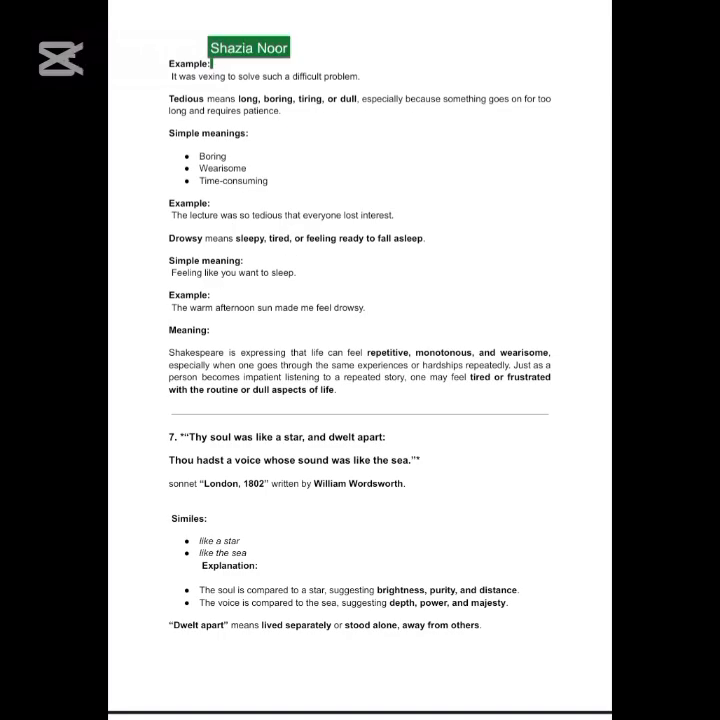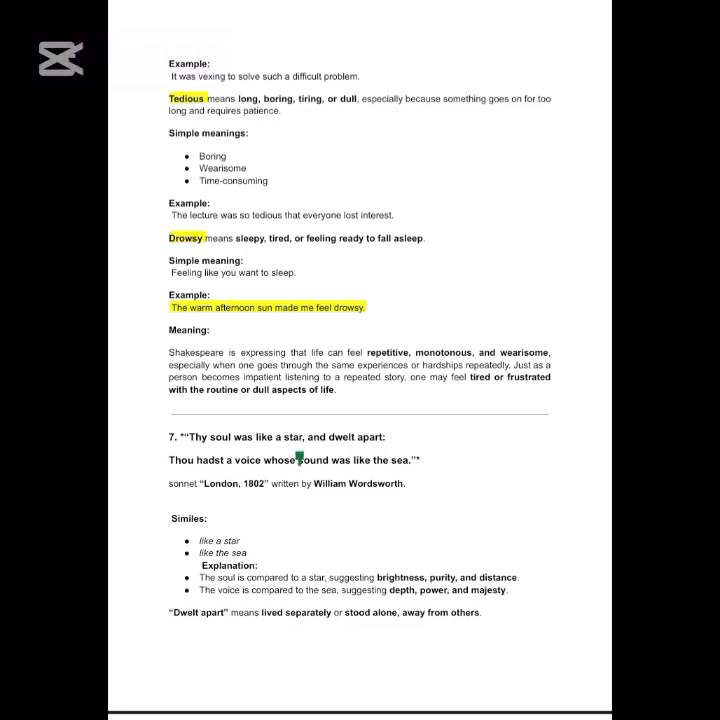It was vexing to solve such a difficult problem. Drowsy means you're feeling sleepy or tired, feeling ready to fall asleep, feeling like you want to sleep. For example, you can say, the warm afternoon sun made me feel drowsy. Just as a person becomes impatient listening to a repeated story, one may feel tired or frustrated with the routine or dull aspects of life.